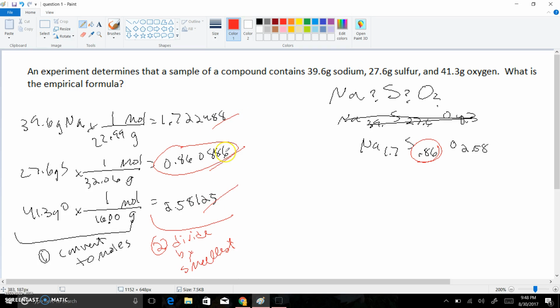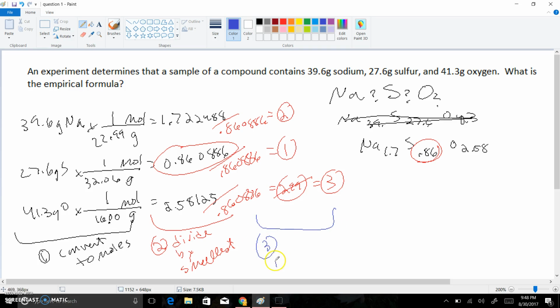So I'm going to take all of them and divide by that 0.860886. Which here is, of course, 1. This top one is going to be 2.00, which is going to round to 2. And the bottom, divided by 0.860886, is going to give me 2.99, which is really going to round to 3. My third step, which I kind of did as we went here, is to round to the nearest whole number.